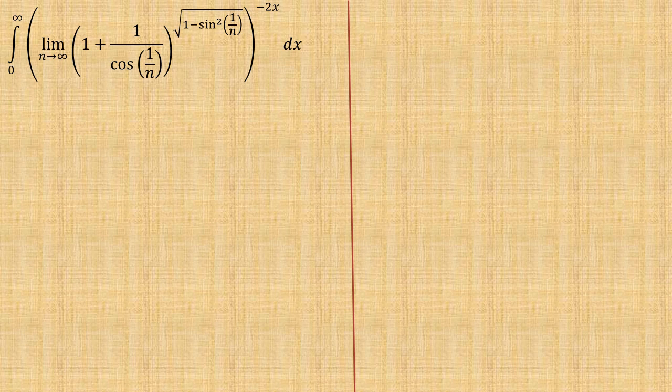In this video we shall be evaluating the improper integral going from 0 to infinity of the limit as n goes to infinity of (1 + 1/cos(1/n)) all to the power of (the square root of 1 minus sine squared (1/n)) to the power negative 2, dx.